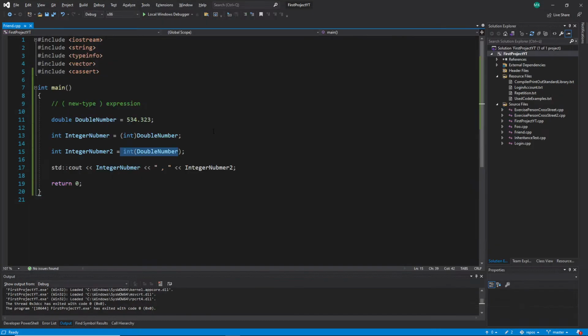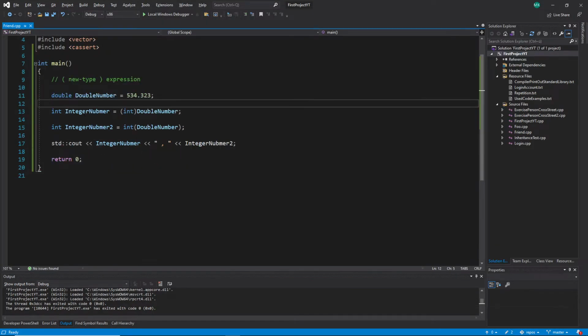So why is this important? This is important. So here, for example, my C-style cast, let's write here C-style. Let's write here functional style.